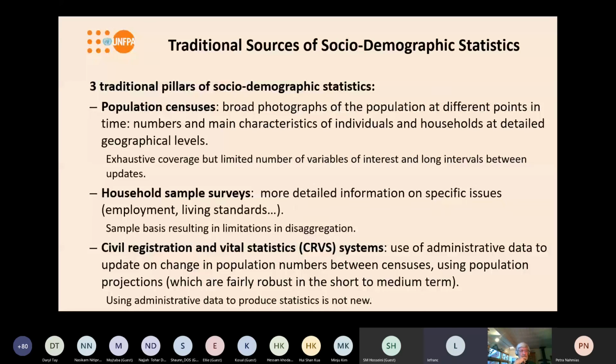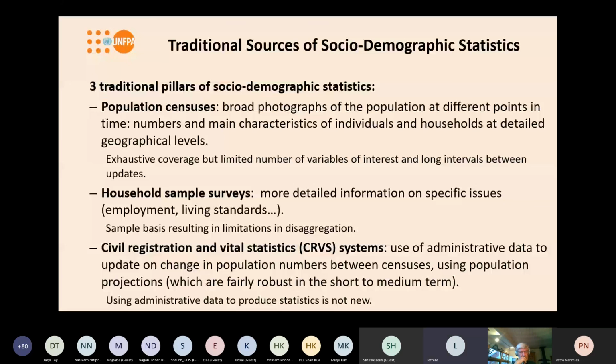And then the third pillar of social demographic statistics traditionally is the CRVS systems, in which administrative data is used to update on population change, vital events, birth, death, and which are used to produce population projections between censuses, for instance. Now, we can have the next slide.